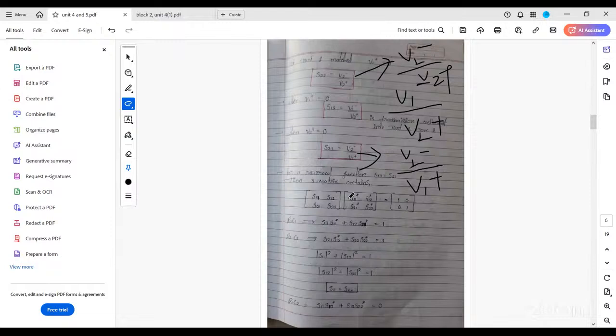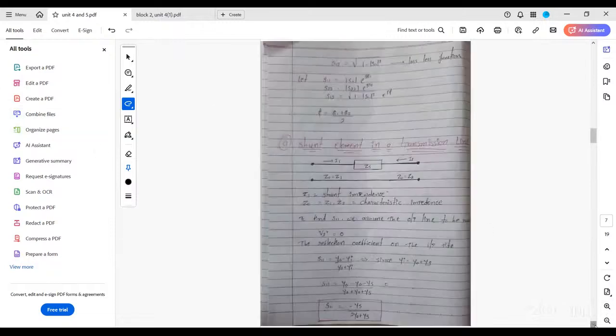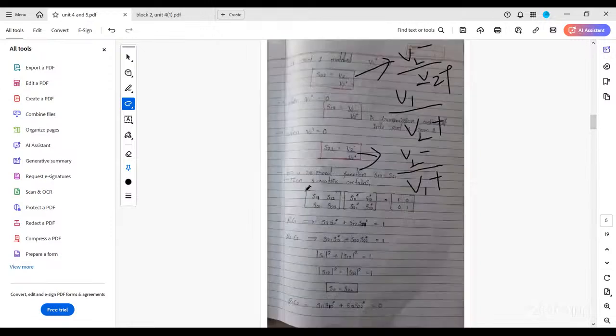These are the four scattering parameters we calculated: S11, S12, S21 and S22. Now this is a 2 by 2 matrix. To this 2 by 2 matrix, I am writing its complex conjugate form. The 2 by 2 matrix is S11, S12, S21, S22. To this one, I am taking the complex conjugate and multiplying with the identity matrix.